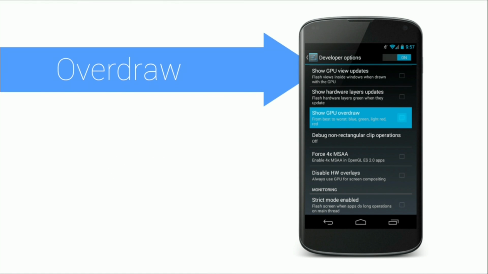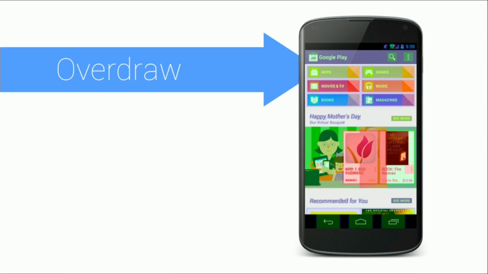How many of you know about this option or have used this option? Why are we here? You're making my job useless. So Show GPU Overdraw will colorize the screen. It will use several different colors to show you how many times you draw each individual pixel on screen.